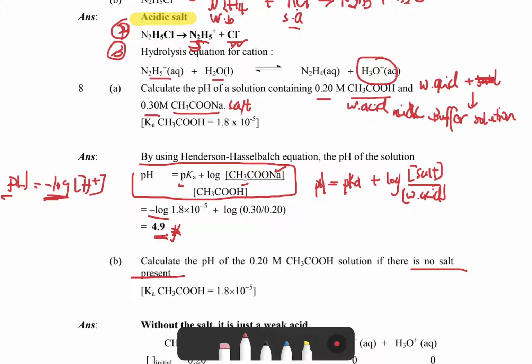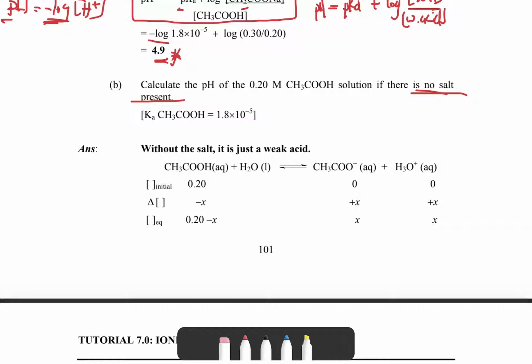Without the salt, kalau tiada salt, dia cuma weak acid. Alright? Kalau dia mixture of weak acid and salt, dia adalah buffer. But without the salt, dia cuma weak acid sajalah. So untuk cari weak acid, kita cari dia punya concentrations of hydrogen ion. So to find the pH, kita guna cara weak acid lah. You need to find the concentrations of hydronium ion.